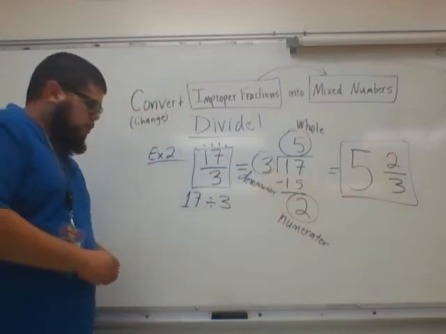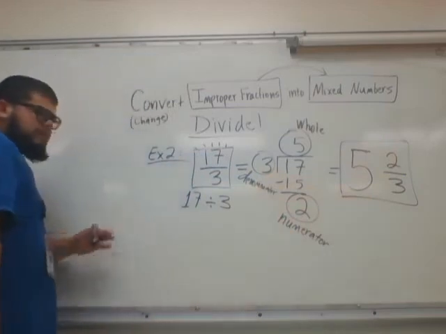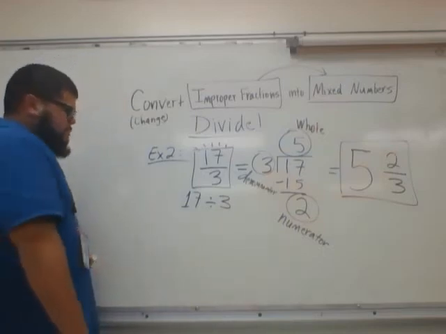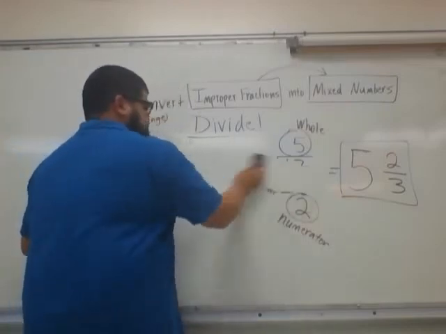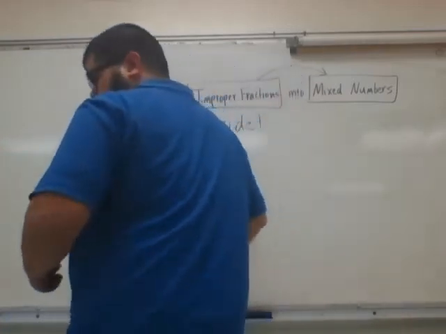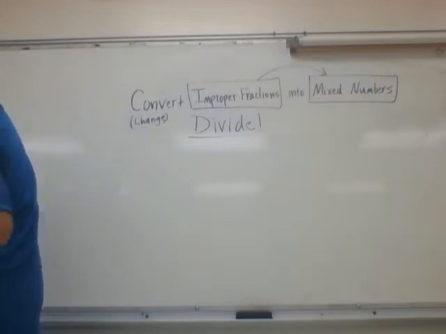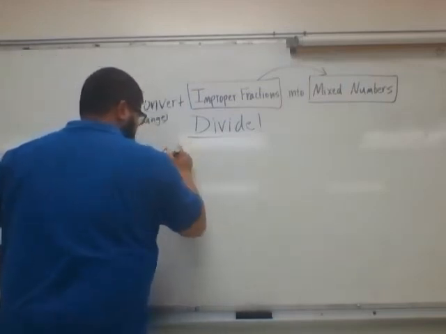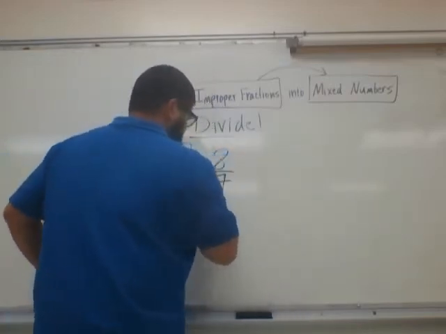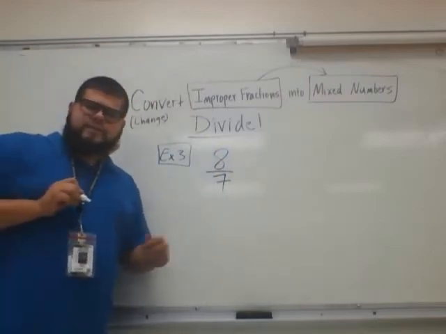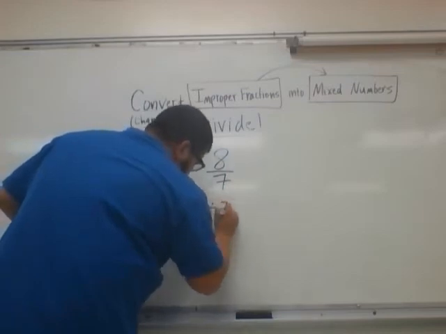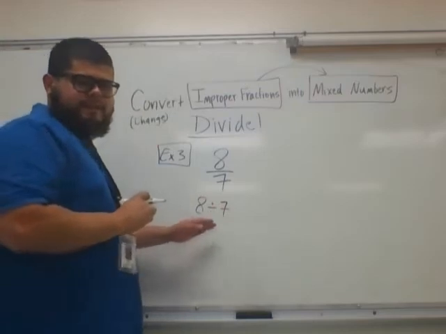Okay, let's go ahead and go to our final example. Make sure you have this written down. All right, our final example. 8 over 7. We've got to remember that this is the same thing as 8 divided by 7. Okay, 8 divided by 7.